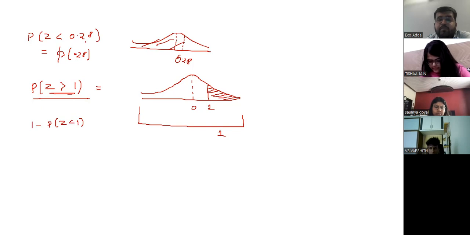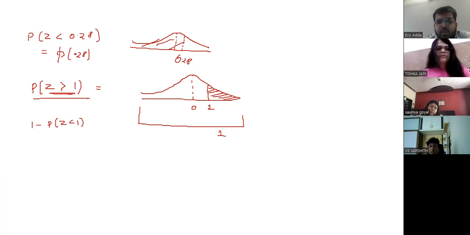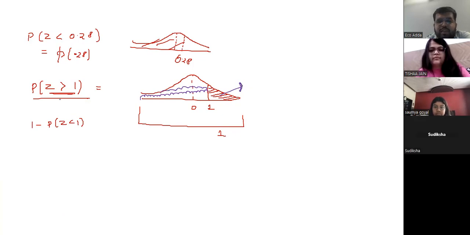Now what I am doing? Z is less than 1 means this area. So 1 minus of this area will give me this area. Can we say that? Yes. Therefore we can write this as this, and hence this is nothing but 1 minus phi of 1. Does that make sense?